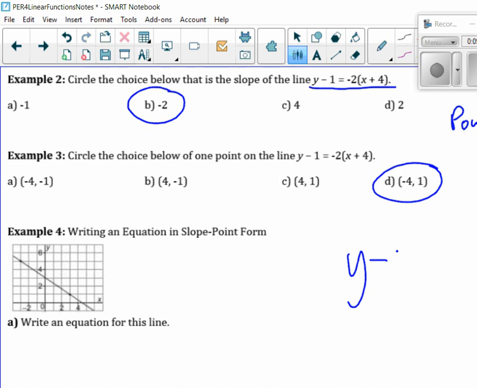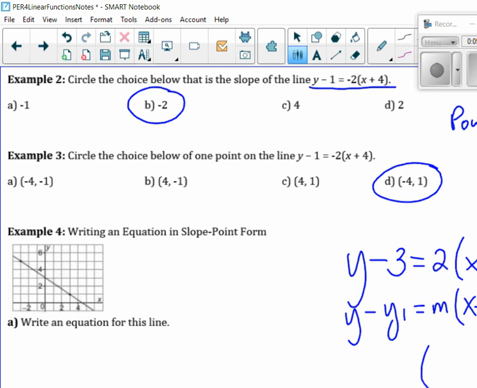y minus 3 equals 2x plus 1. Who can tell me the slope? 2. Who can tell me the coordinate? Negative 1, 3. Bingo. Okay, so again, we're comparing it to point-slope form, which is y minus y1 equals m(x minus x1). Okay, so my coordinate is going to be x1 comma y1.